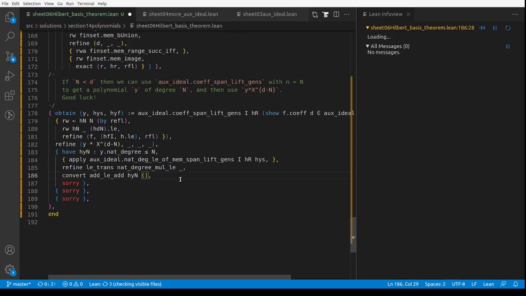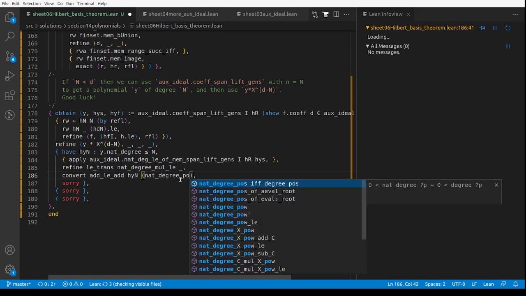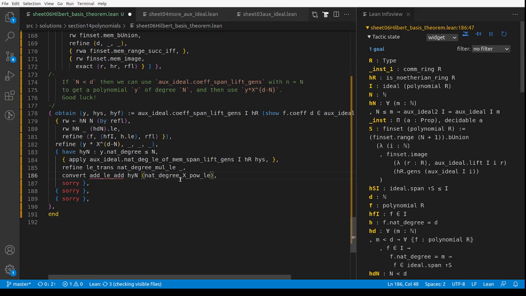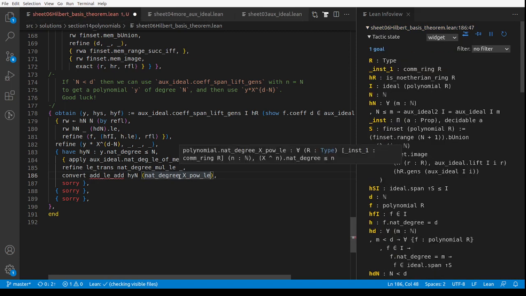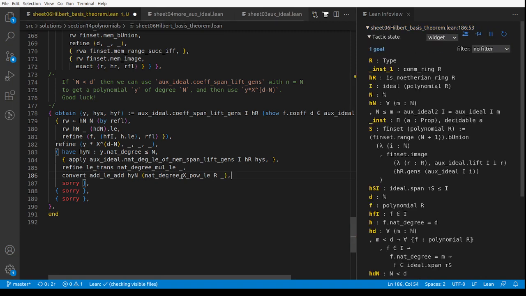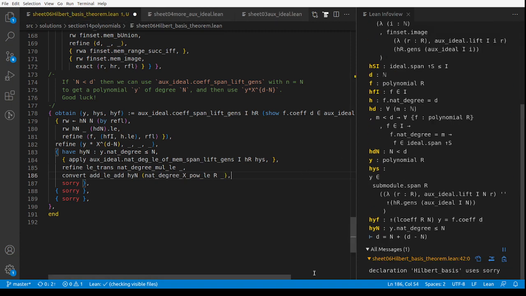It's going to be called nat degree pow x pow LE. How about that? And oh, it wants a nat degree x pow LE wants to eat something. What does it want to eat? It wants to eat R, and it wants to eat n minus d or d minus n, whichever one it is. So what have we got to do now? Oh, great. So there we go.